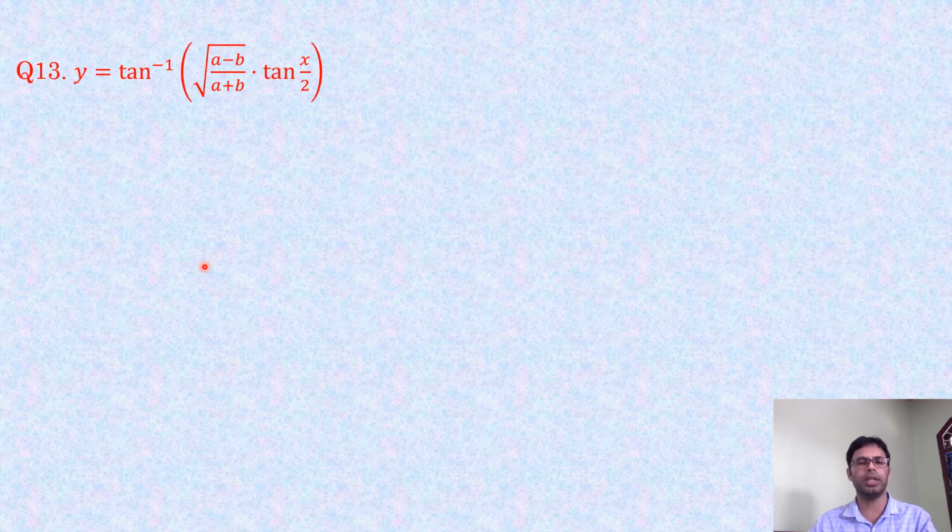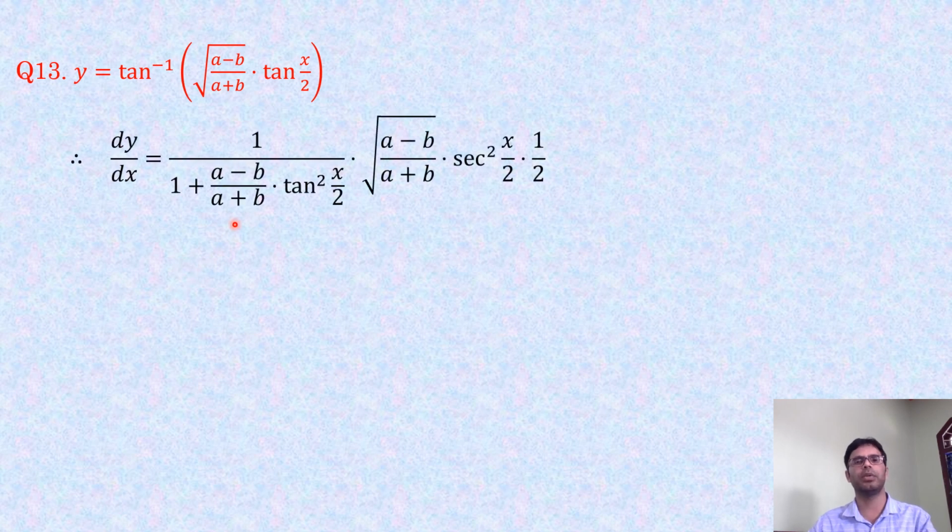So here dy/dx is equal to, considering this total term as x, the tan inverse x function derivative is 1 by 1 plus x square. So it is 1 by 1 plus this whole term squared, which gives root over squared is removed, so it is a minus b divided by a plus b into tan x by 2, and squared is tan square x by 2.